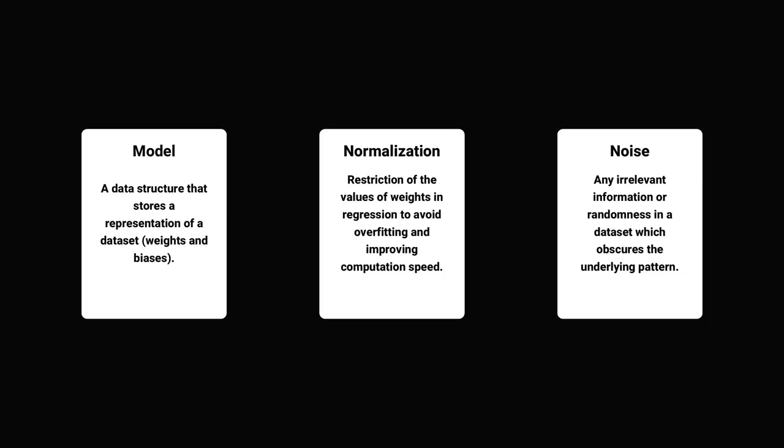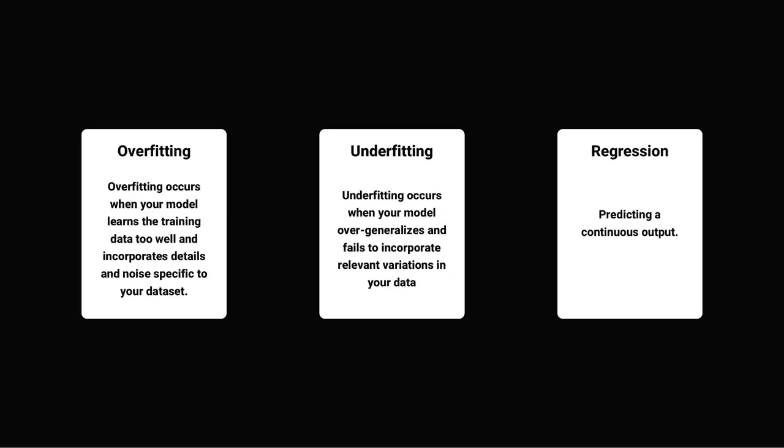Normalization. The process of scaling or transforming the values of input variables in order to improve the performance of a machine learning model. Noise. Random or irrelevant data that can disrupt the accuracy of a machine learning model's predictions. Overfitting. The process of a machine learning model learning the training data too well, to the point where it can't generalize well to new data. Underfitting. The process of a machine learning model failing to learn the patterns or relationships in the training data, resulting in poor performance on new data.